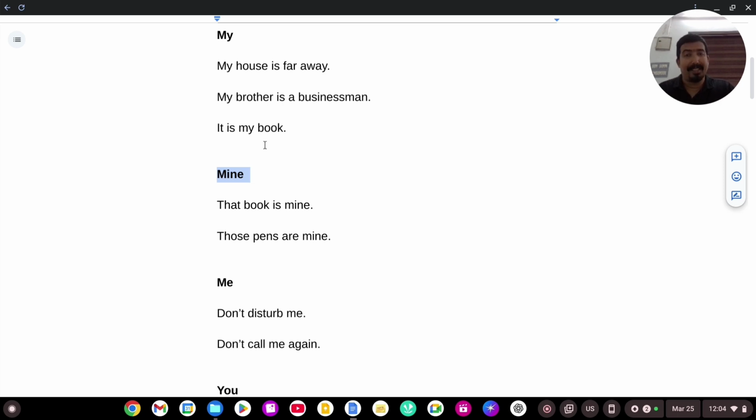Mine. This is exactly the same meaning as my. It's actually no difference though. That book is mine, or you can say that is my book. It's always the same meaning. Those pens are mine. Those are my pens. Or you can say those pens are mine. So my and mine mean exactly the same. Whichever you are comfortable with, you can use. I prefer using my. Okay.